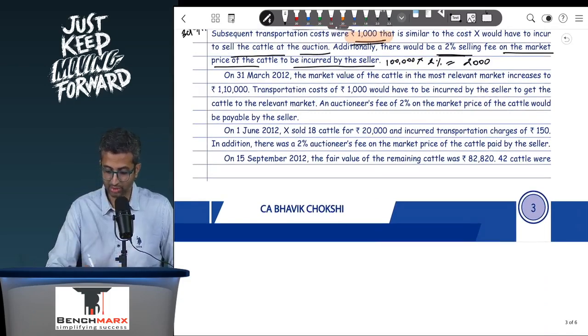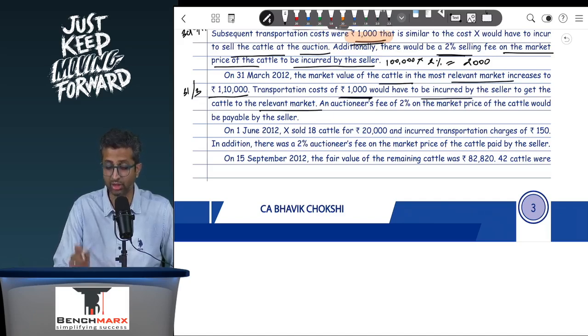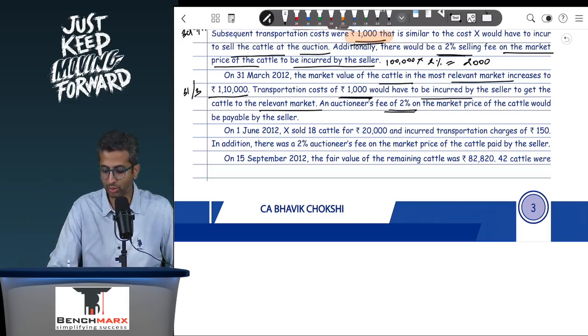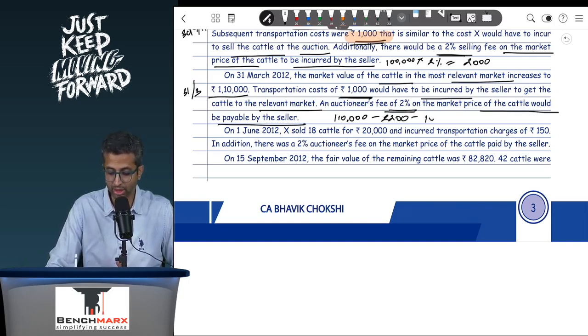Next you go to 31st March 12. So half yearly you are doing the reporting. So on 31st March 12, the market value of the cattle in the most relevant market increases to 1,10,000. So that is, let us say, the fair value increasing to 1,10,000. The transportation cost of 1,000 will still have to be incurred by the seller to get the cattle to the relevant market. This is the cost to get it from the farm to the market, and an auctioneer's fee of 2% on the market price of the cattle would still be payable by the seller. So basically now the fair value less cost to sell will be 1,10,000 minus 2%, that is 2,200 minus 1,000, and as a result this will come to 1,06,800.